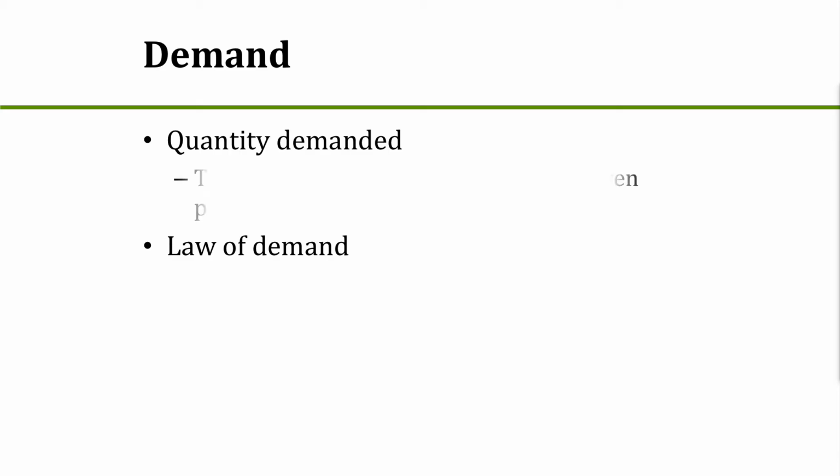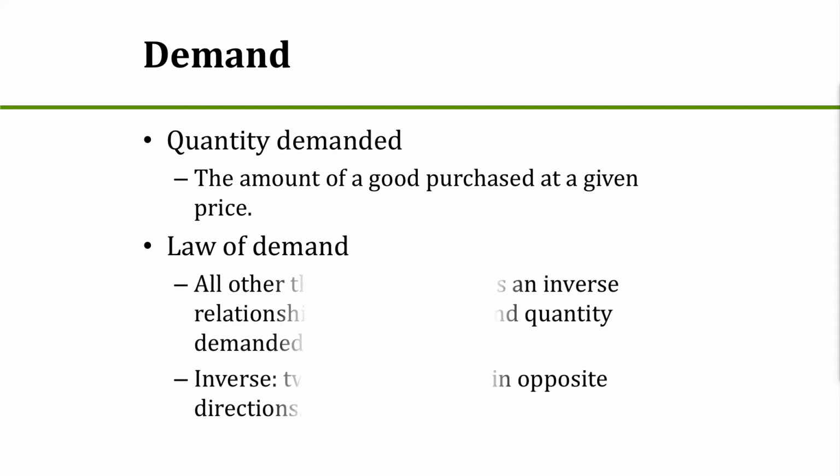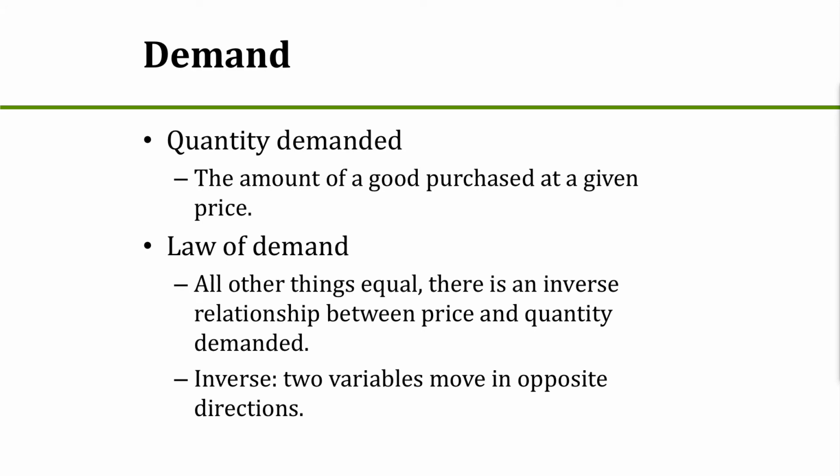So in the demand side, first of all, we are going to define a term which is called quantity demanded. Quantity demanded is the amount of a good purchased at a given price. So basically there is a given price, and at that given price, consumers are purchasing X amount of goods. We are going to cover quantity demanded a lot in the coming slides.